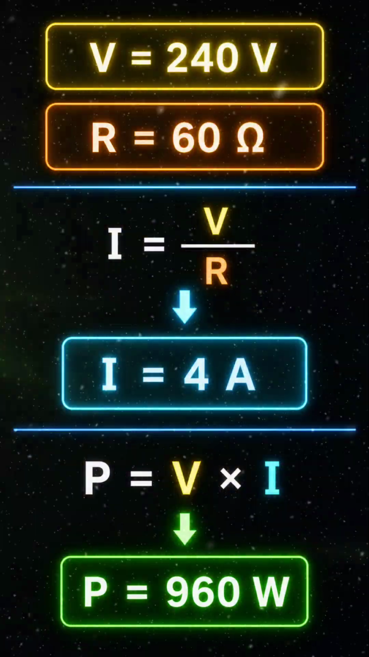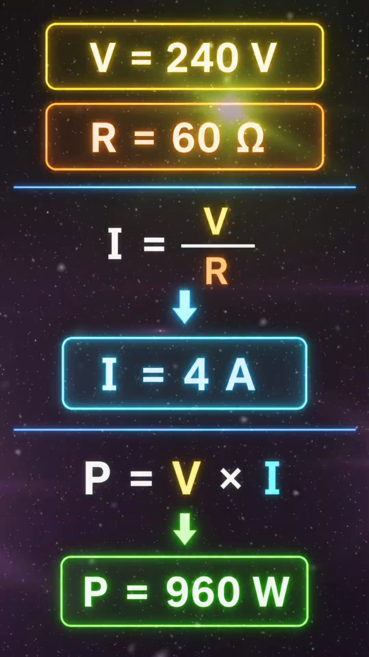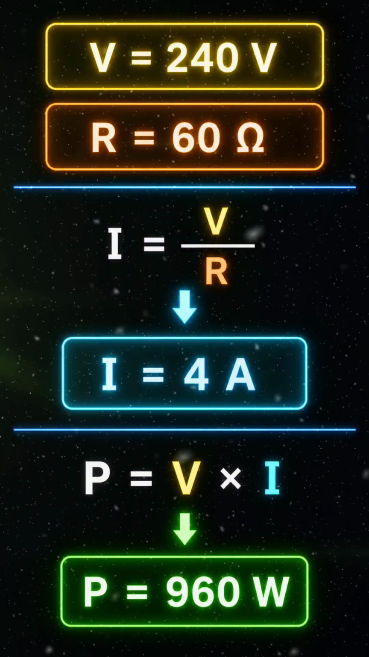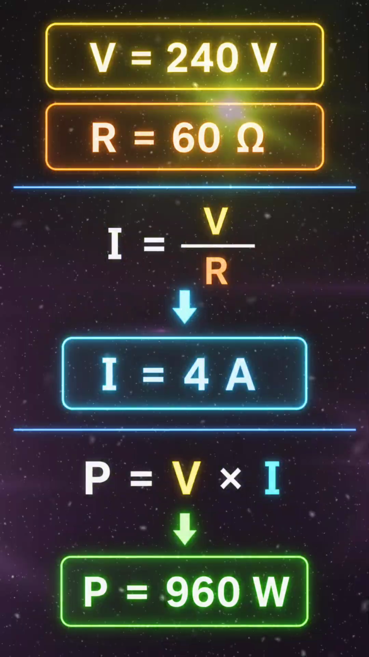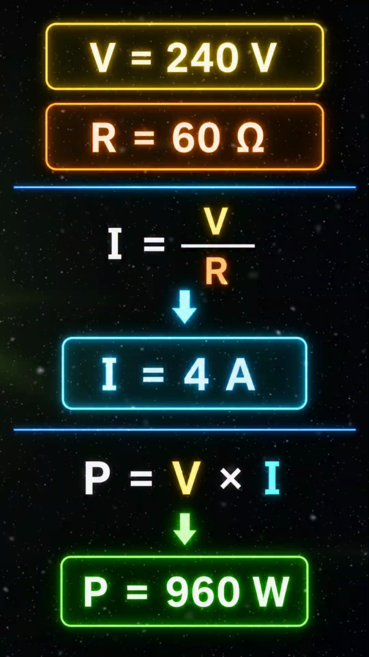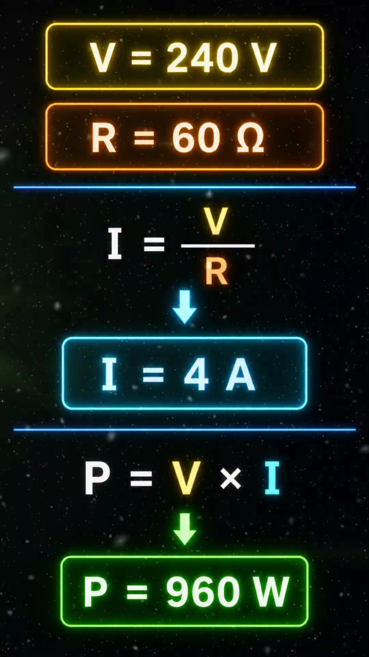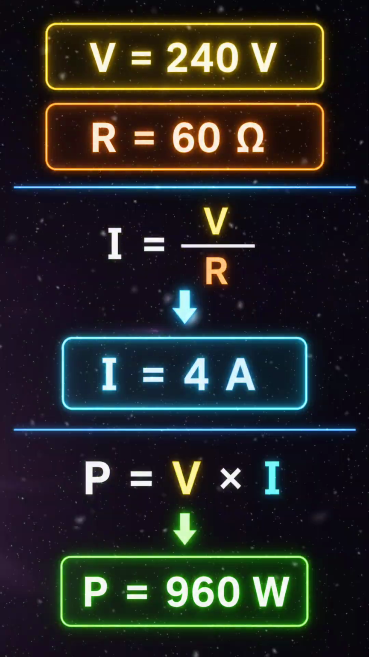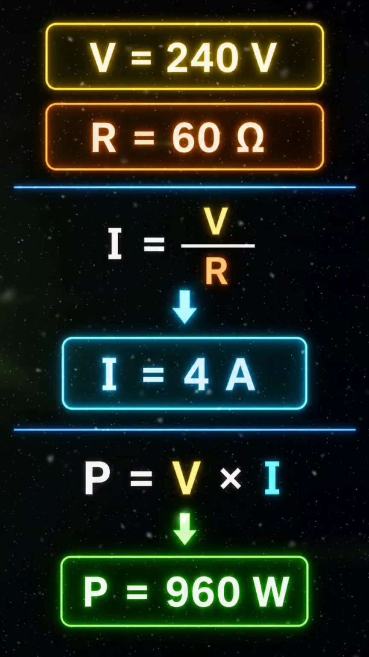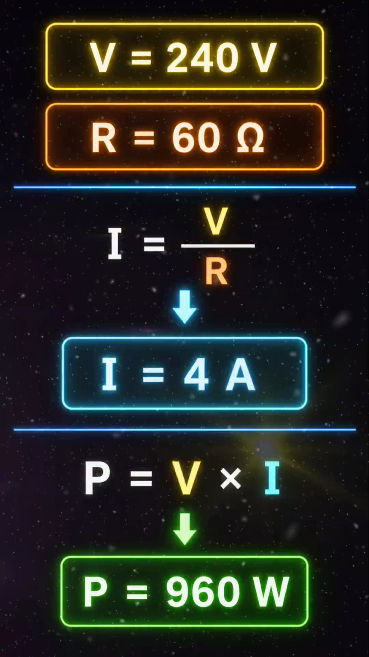Ohm's law is not just a formula. It is the foundation of all electrical engineering. Remember this always. V equals I multiplied by R. I equals V divided by R. R equals V divided by I. P equals V multiplied by I. These 4 formulas will take you very far in electrical engineering.